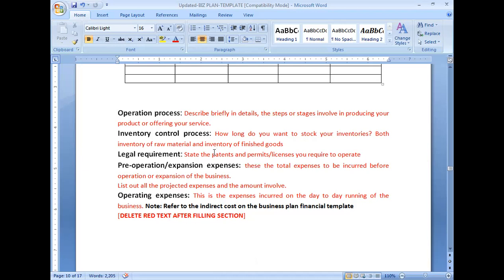So legal requirements, what are those legal licenses that you need? Like somebody who is into fashion, what you just need is to register with CAC. You are good to go. Joining an association is not compulsory.